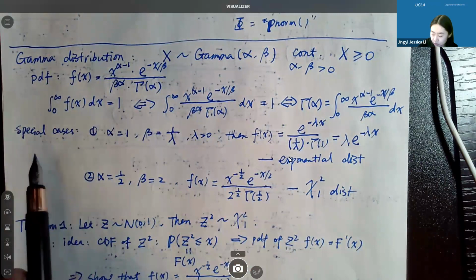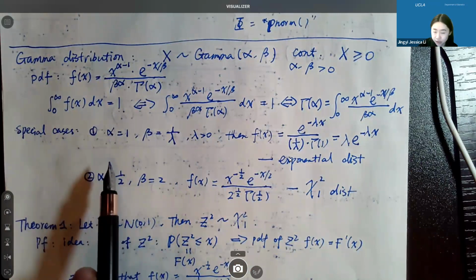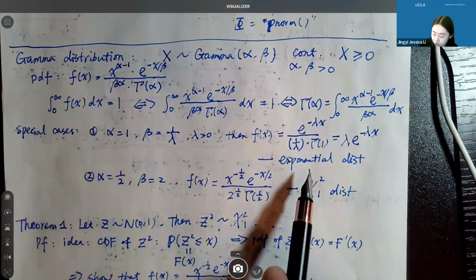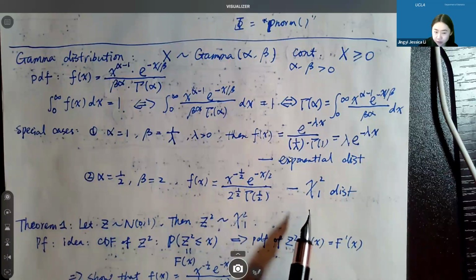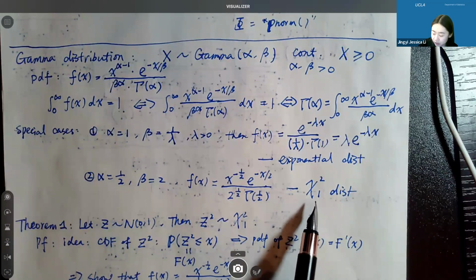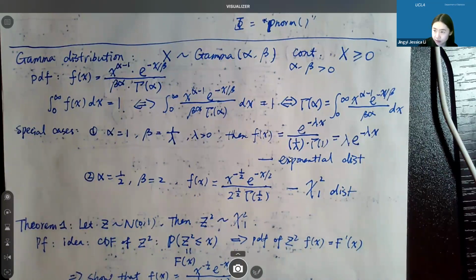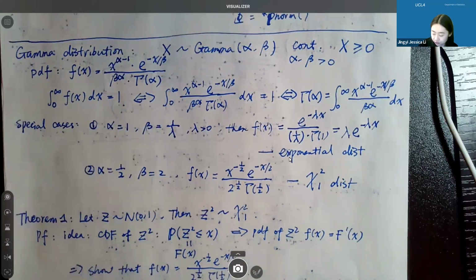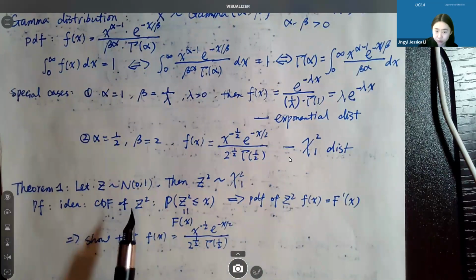And we talk about two special cases of the gamma distribution. One is the exponential distribution. The other is the chi-square distribution with the degrees of freedom as 1. So we put the degree of freedom in the subscript, and it's 1. So why do we want to introduce this chi-square distribution? Because it's very important, and it's the squared version of the standard normal distribution. So if you know how important the standard normal distribution is, then you can know the chi-square 1 distribution is also equally important.